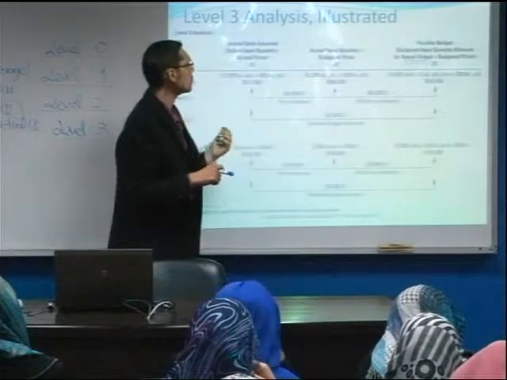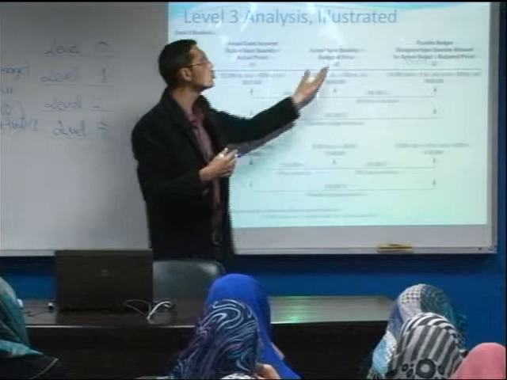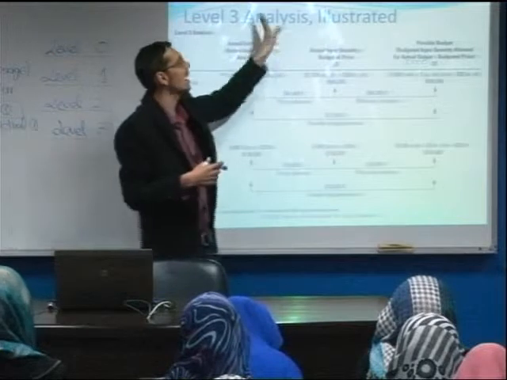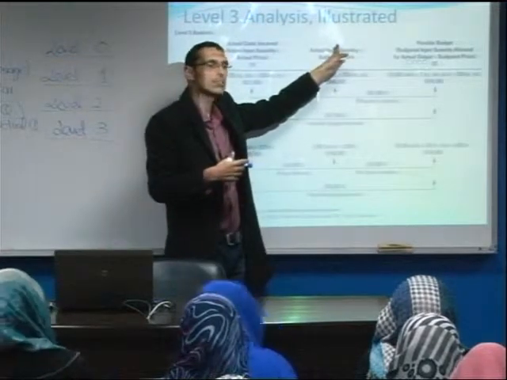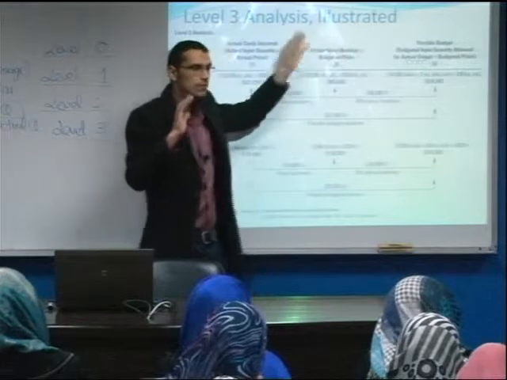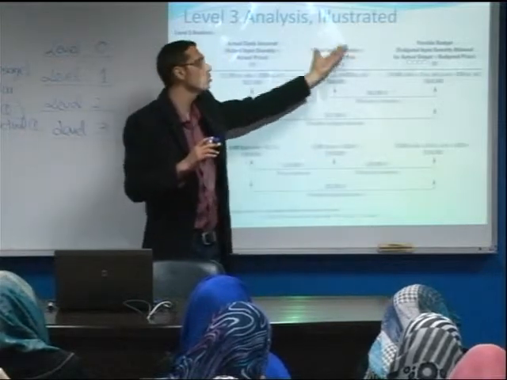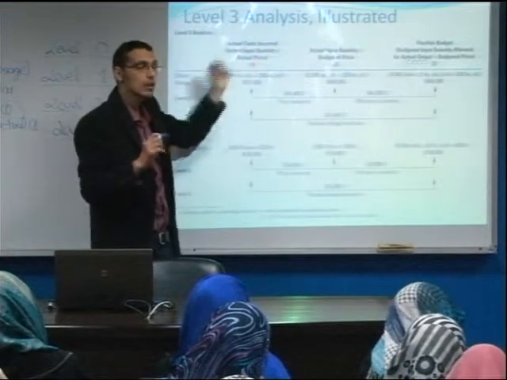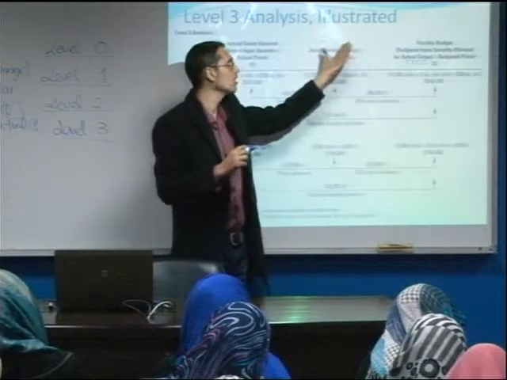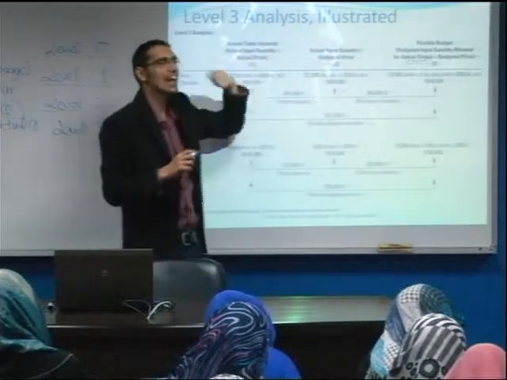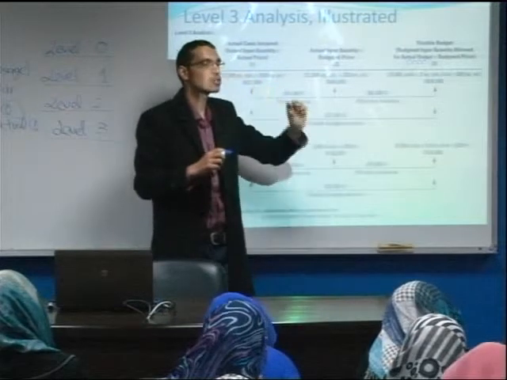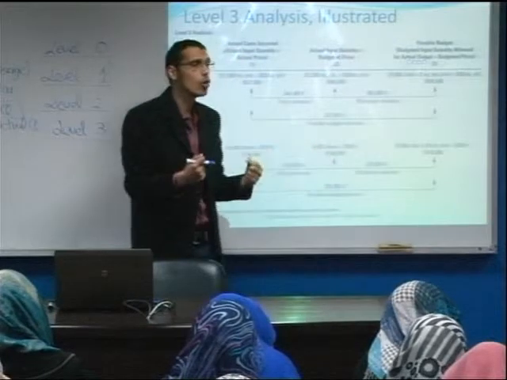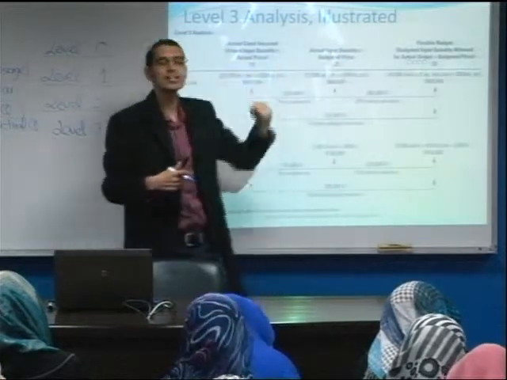And then, if we compare column 2 with column 1, as we can see here, actual input quantity and actual input quantity, there will be no difference in quantities. But the difference would be according to the price. Here we use the budgeted price, but here we use the actual price. Therefore, any differences between column 2 and column 1 would be attributed to the change in price, would be attributed to the difference between the actual price and the budgeted price. Therefore, the difference here is the price variance.